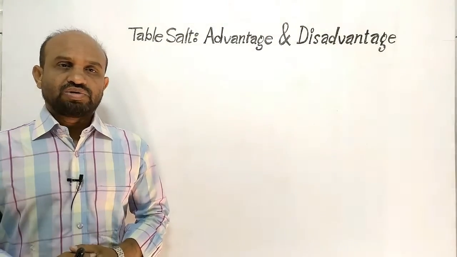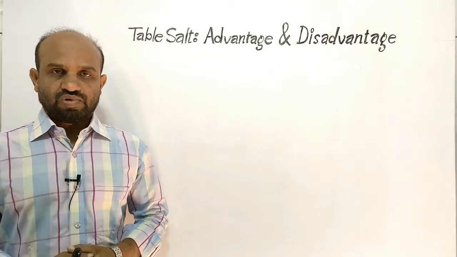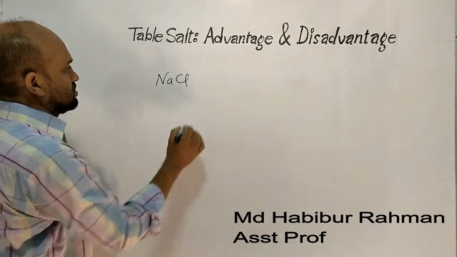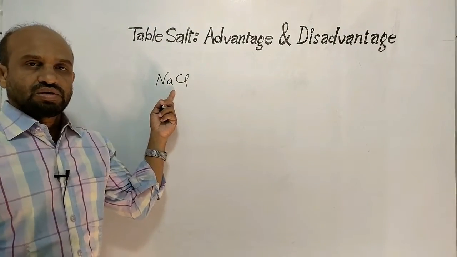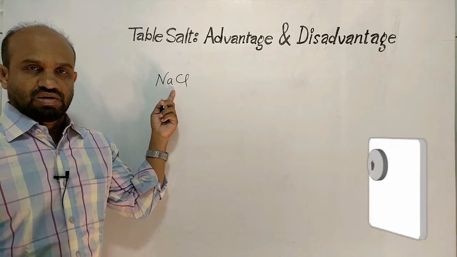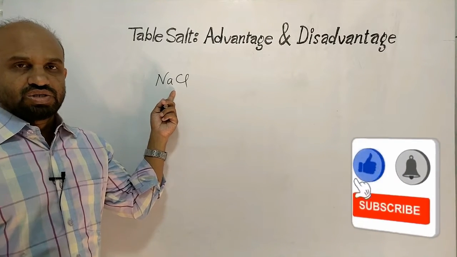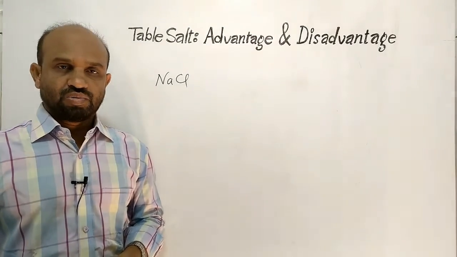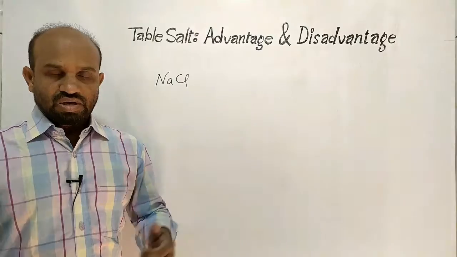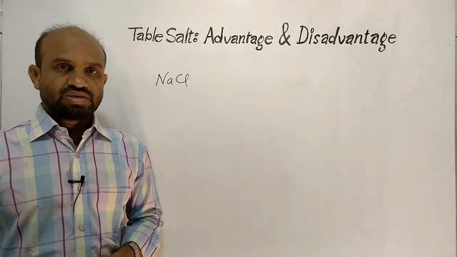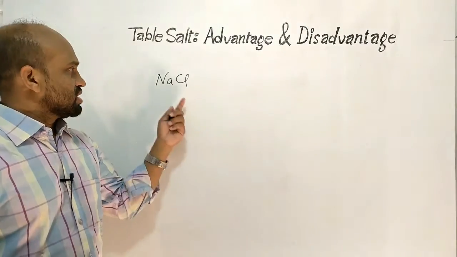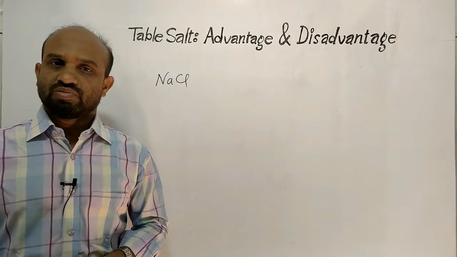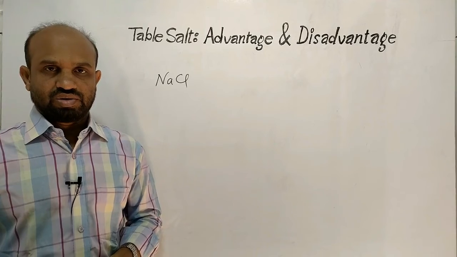A chemical compound, sodium chloride. Formula is NaCl, sodium chloride, which is known as table salt or common salt or edible salt. In this lesson, we are going to learn advantages and disadvantages of sodium chloride or table salt.